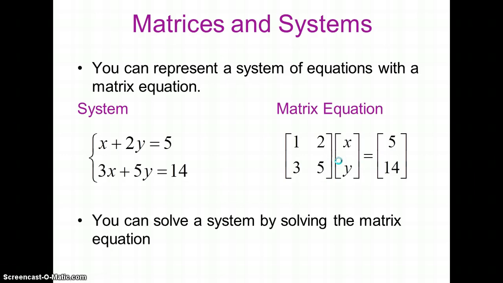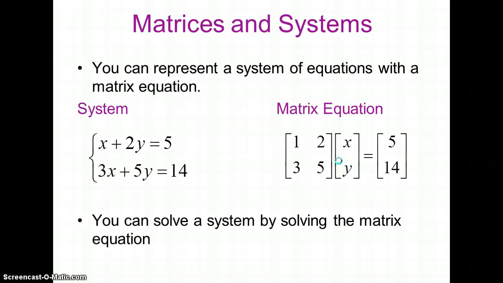In Chapter 3, we talked about solving systems of equations involving 2 equations and 2 variables, or even 3 equations and 3 variables, by using one of 3 methods. We either used graphing, substitution, or elimination. In this section, I'm going to give you a 4th method using a matrix equation to solve the system.